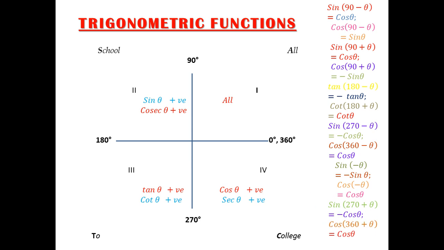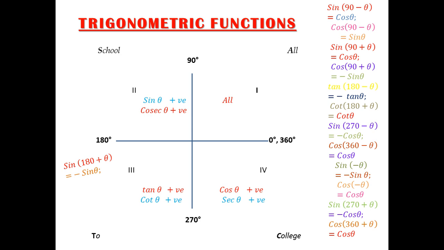Next example. Cos 360 plus theta. After completing one revolution, we are back in our first quadrant. In first quadrant, all are positive, and at 360, we do not change our trigonometric function. So answer is cos theta.